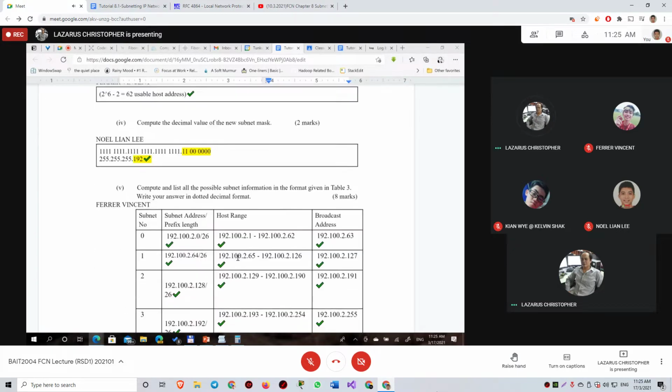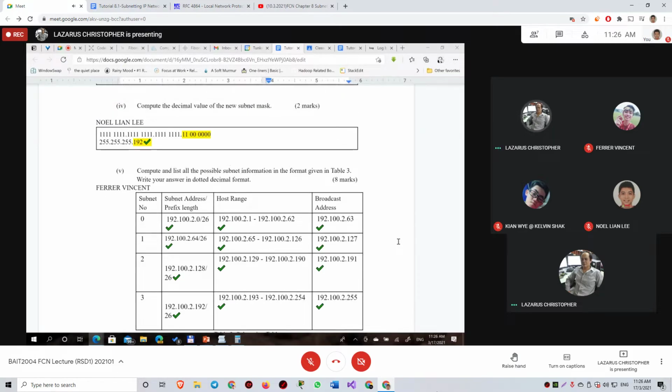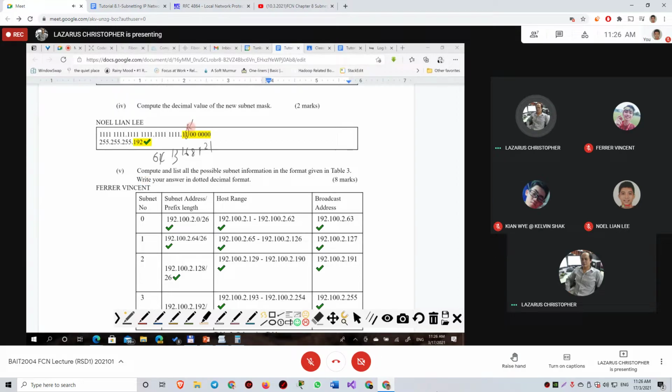All right. Next, from the subnet mask, can we find out what the magic number is? Well, the magic number here is this one, so 1, 2, 4, 8, 16, 32, 64. So this is 64. So the magic number is 64.